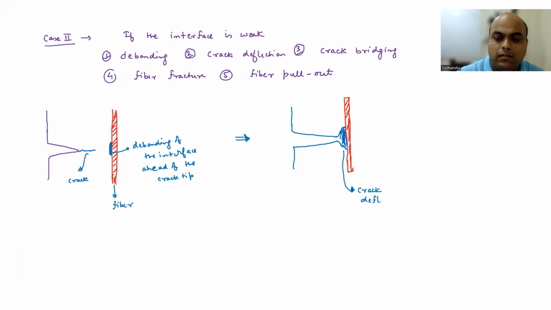Crack deflection due to debonding. So first debonding has occurred. As soon as the crack reaches the debonding region, you are going to see the crack deflection. It has not deflected by 90 degrees.